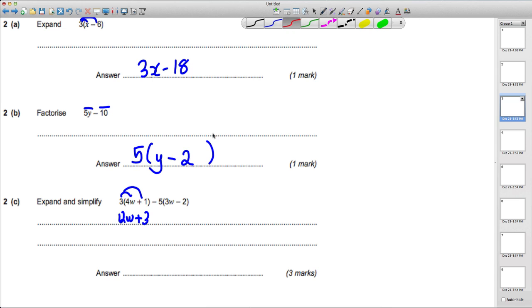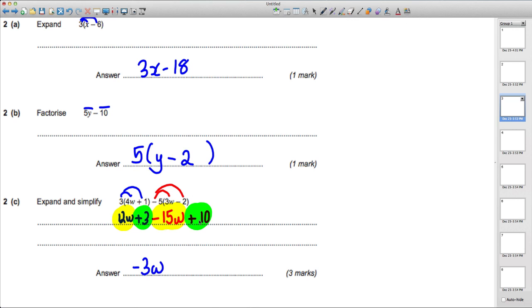Okay, I'm going to change pen to make this clear. Negative 5 multiplied by 3w is negative 15w, and negative 5 multiplied by negative 2 is actually positive 10. Okay, so now we can collect like terms. We've got 12w's subtract 15w's, which must be negative 3w's, and then we've got 3 plus 10, which is actually 13, so plus 13. Be very careful not to make a mistake here.